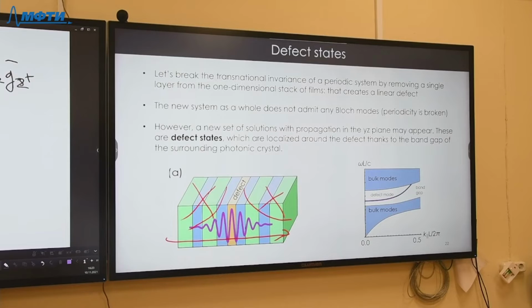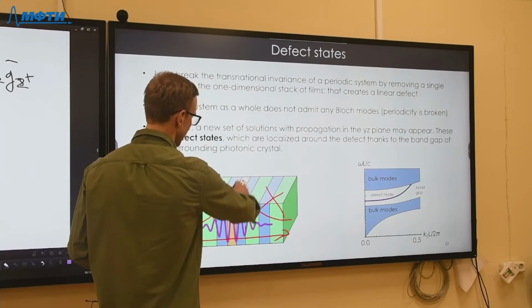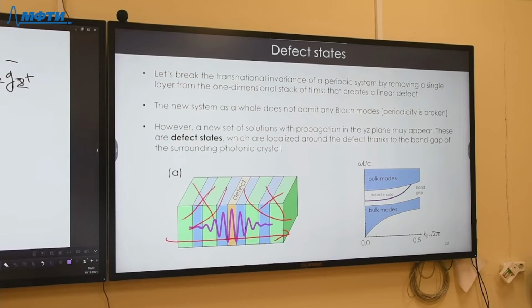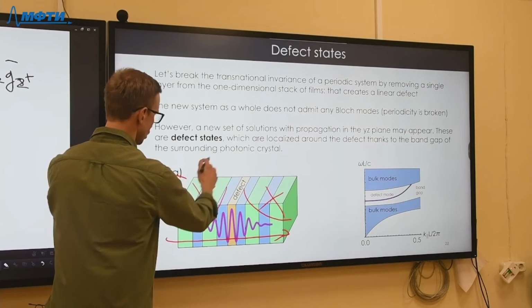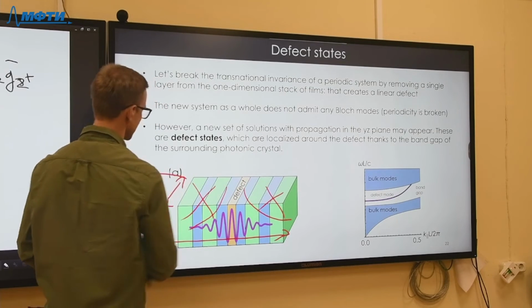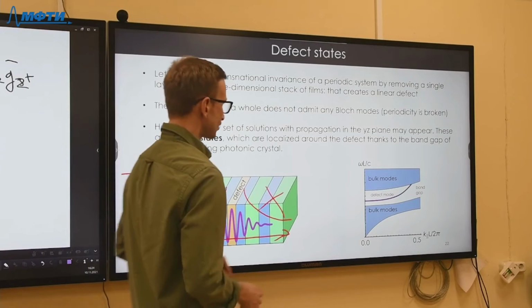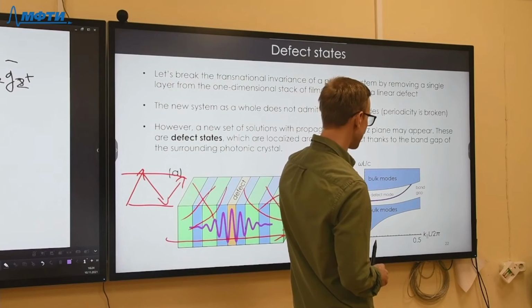And the defect mode can have 0 wave vector in these 2 directions, or it can have non-zero wave vector, in which case it is essentially similar to a Fabry-Perot resonator, where the 2 mirrors of the Fabry-Perot resonator are replaced with semi-infinite photonic crystals. And the defect mode is completely analogous to a Fabry-Perot resonance formed by 2 metallic mirrors. And this is generally how the defect mode looks in the dispersion diagram.